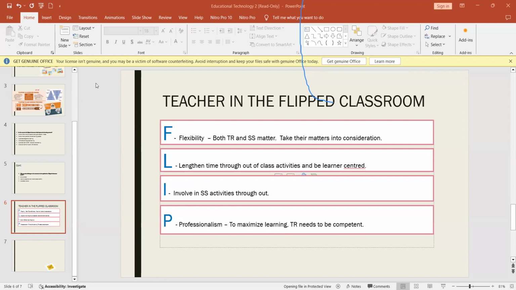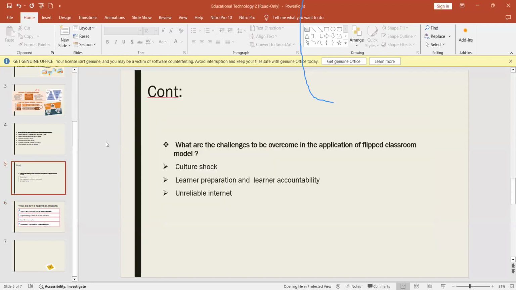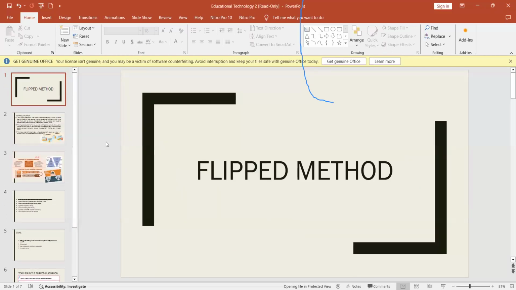So this is something said easier than done. So I want classroom examples of the flipped method. So the summary of the flip method is you have LOT and HOT.